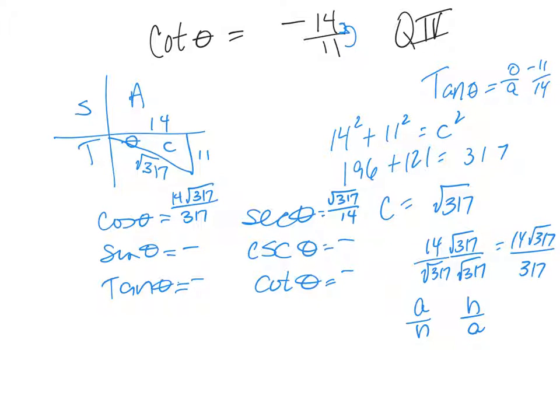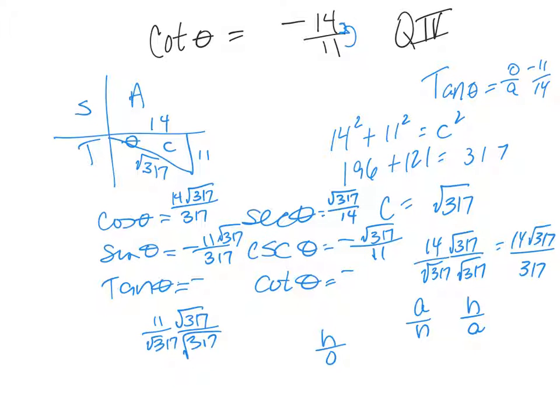So the sine is opposite over hypotenuse. So that's going to be 11 over root 317. And it's going to be negative, but don't worry about that because the negative sign's already up there. And you multiply by root 317 over root 317. And it's negative 11 root 317 over 317. Well, cosecant is going to be hypotenuse over opposite, and that's going to be negative root 317 over 11. They already gave you the cotangent, which is negative 14 over 11, so the tangent is going to be negative 11 over 14.